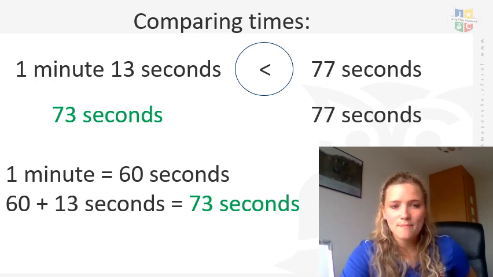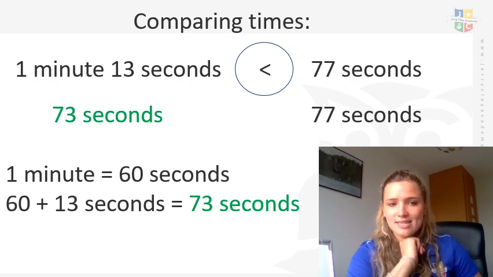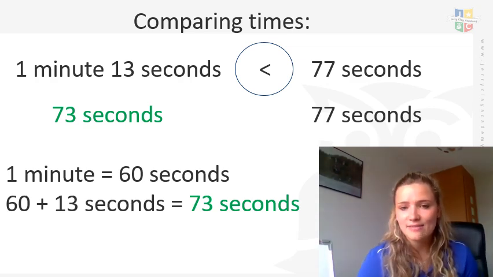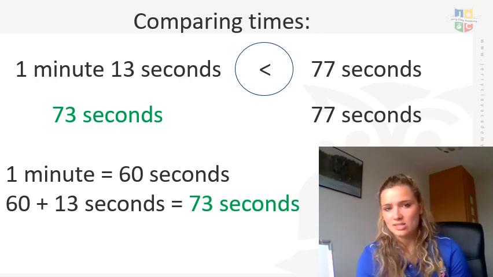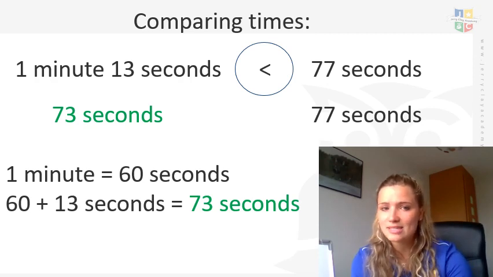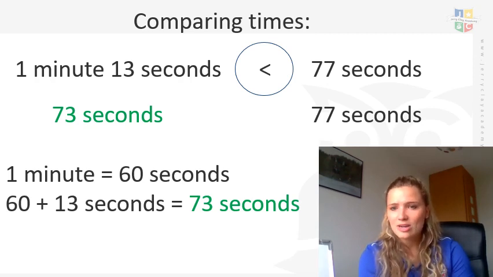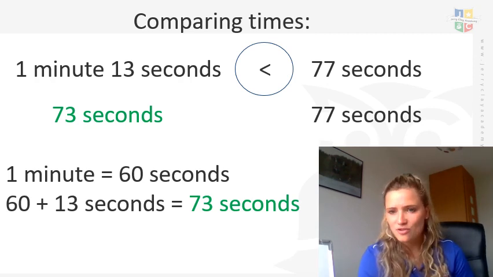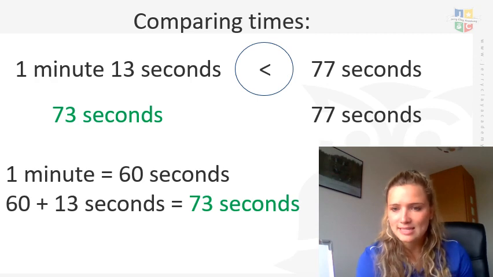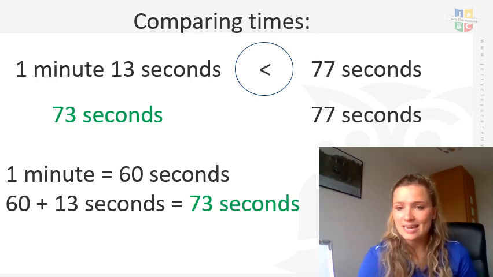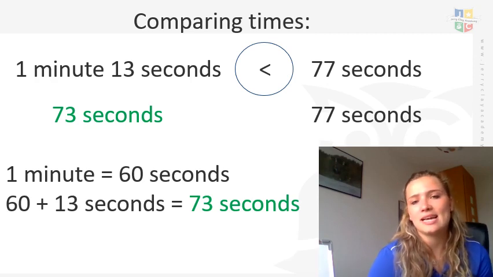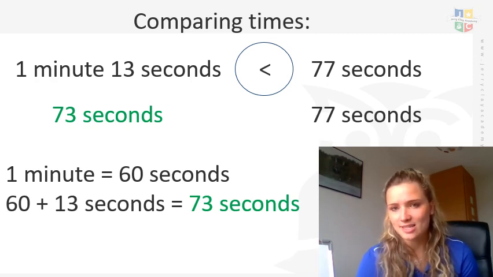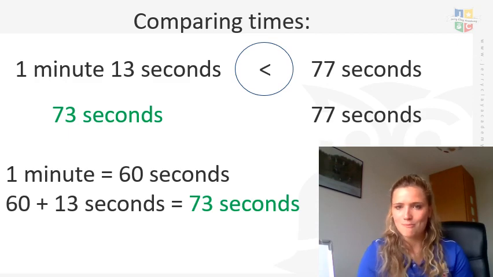So I've converted 1 minute into 60 seconds. I've then added the extra 13 seconds, so 60 add 13 seconds is 73 seconds. So I've written this underneath where it says 1 minute and 13 seconds, and then I've also got 77 seconds. And remember, when we are looking at comparing times, we are using less than, greater than, or equal to. Remember it is like a crocodile's mouth, it likes to eat the biggest piece, it's a greedy crocodile. So we would say that 73 seconds is less than 77 seconds, because our crocodile will eat the bigger number.